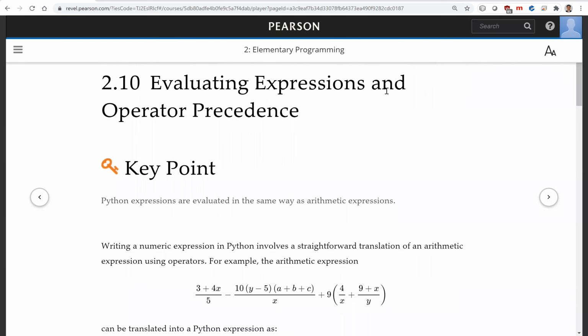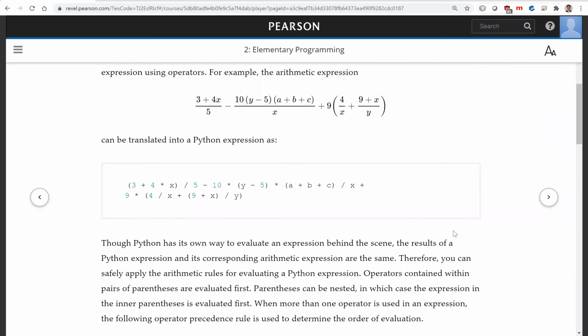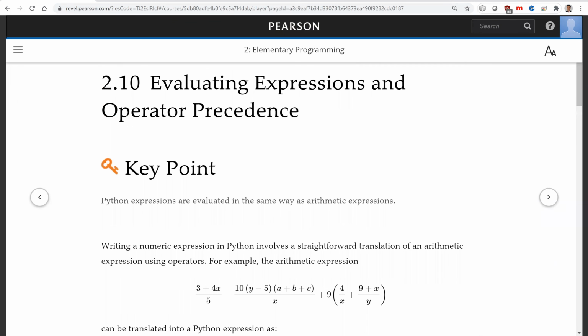That is all for evaluating expressions and operator precedence. So the key point is, although Python has its own way to evaluate an expression behind the scene, the results of a Python expression and the corresponding arithmetic expression are the same. So this is reassuring.